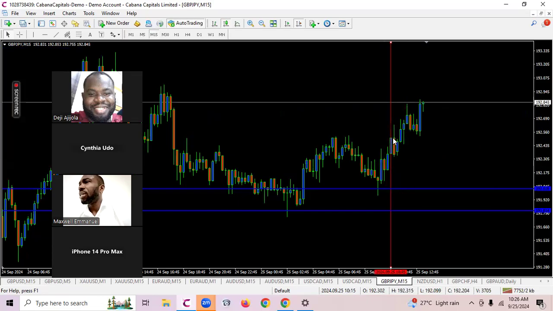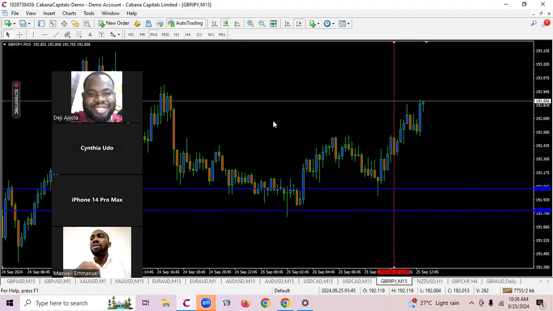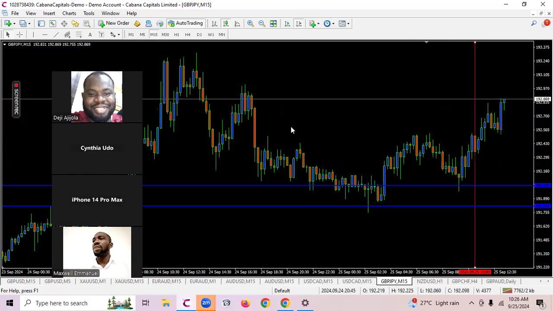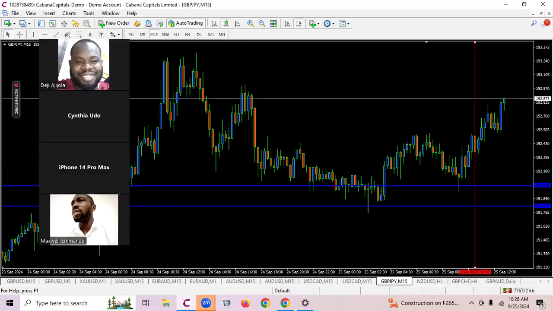GJ is still bullish. That's my bias for today. GJ is still very bullish. I hope that's clear. So let's look at Euro. And that will be the last pair for today's session. Are there no other pairs you want us to look at? That will be the last pair for today's session. EurAud.